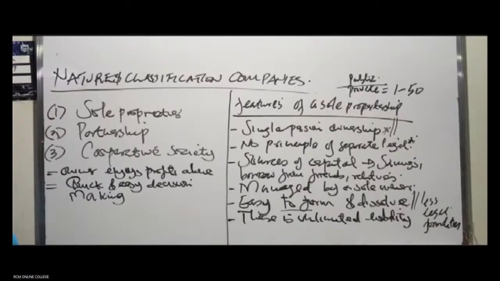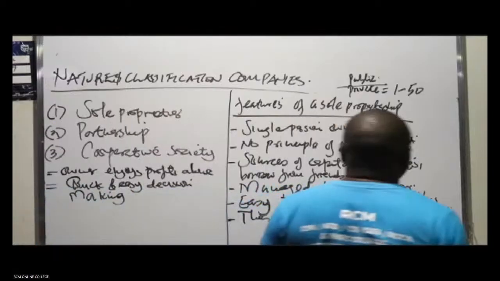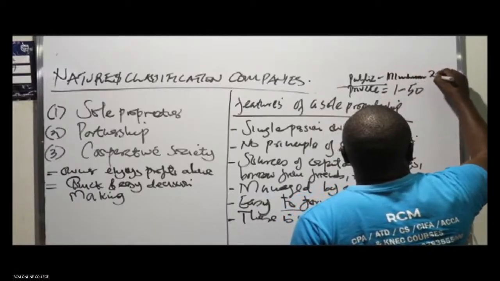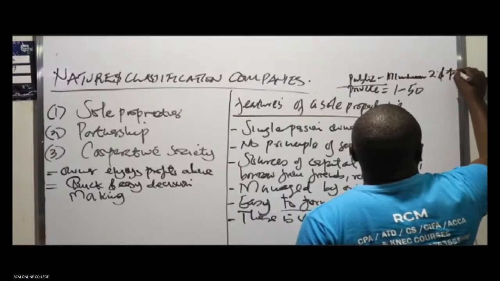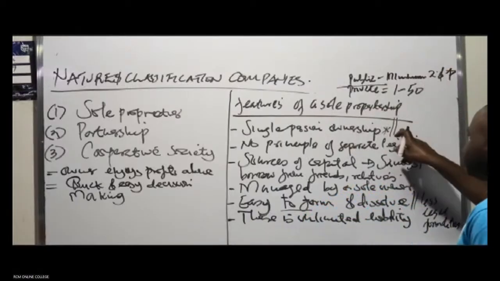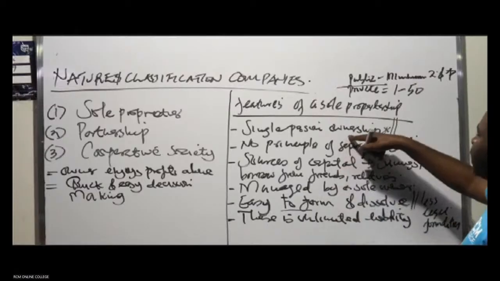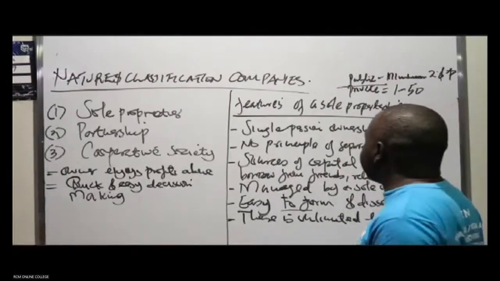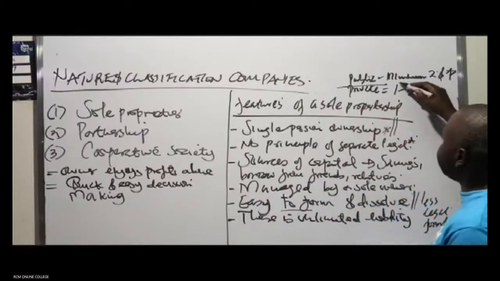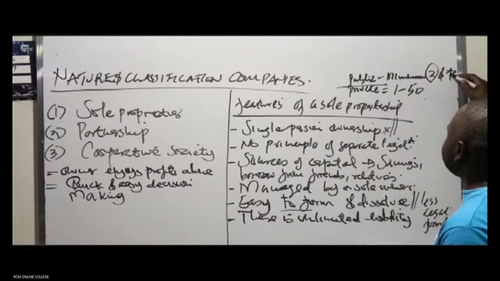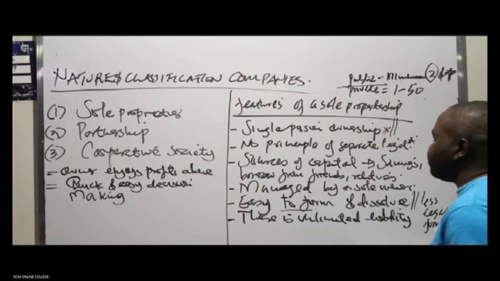So it is a minimum of 2, and there is no maximum limit. So therefore, that can be a difference here. While a sole proprietor is owned by a single person, a private company will be 1 up to 50. If it is a public company, a minimum of 2 members or owners, and there is no maximum limit.